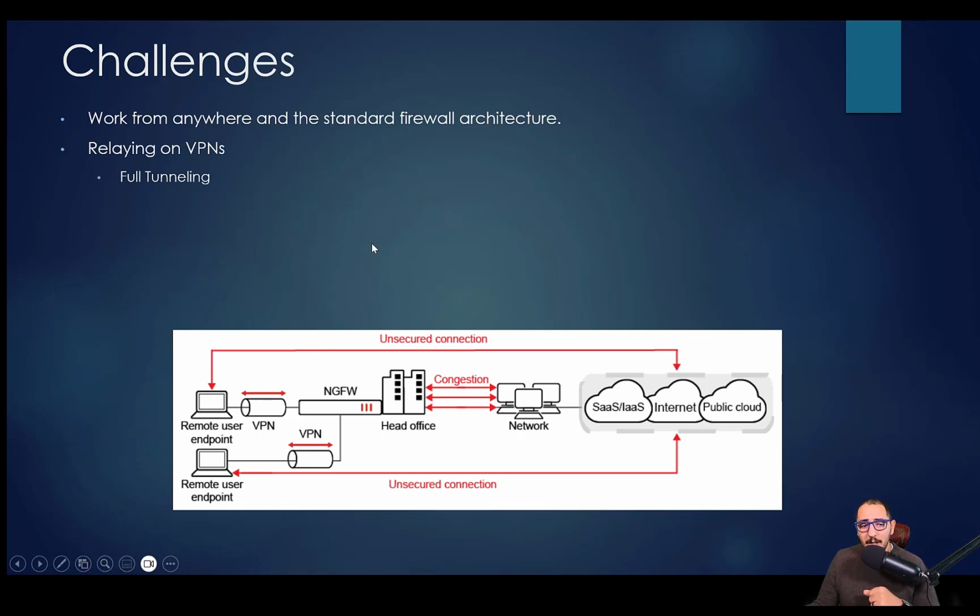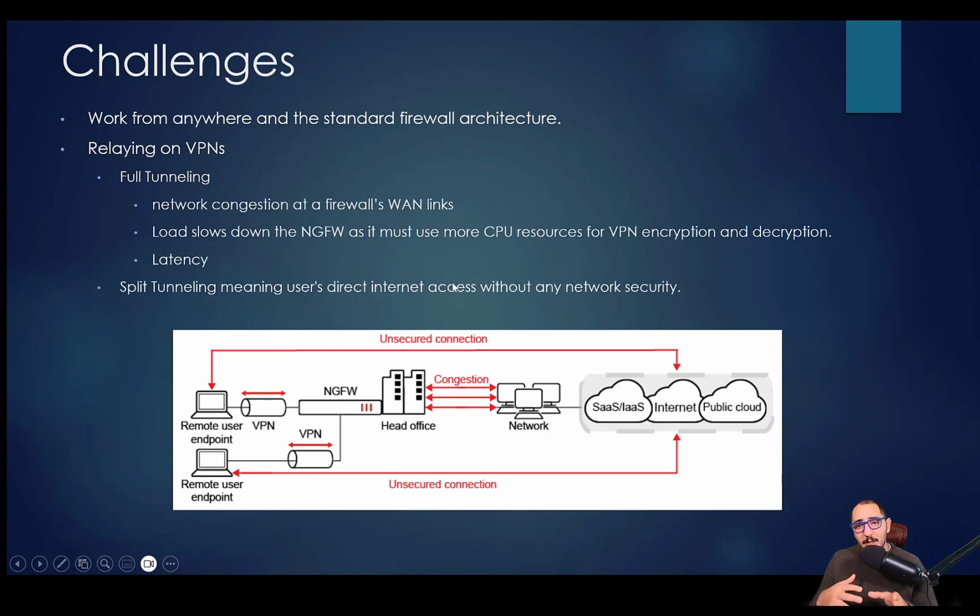A lot of organizations right now rely on VPN. With VPN, you have either full tunneling or split tunneling. Full tunneling means that all the traffic from the remote user, whether it's destined to the public cloud, internet, or to the head office internal resources, would use the VPN. Now, that would introduce a lot of congestion at the firewall WAN link. It will slow down the next generation firewall, as it would be using more CPU resources for the VPN encryption and decryption, and it introduces a lot of latency.